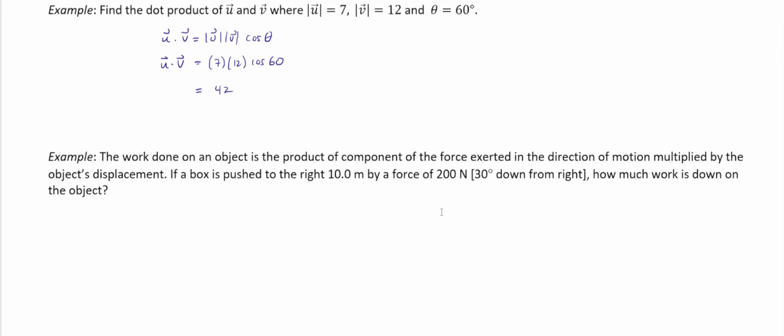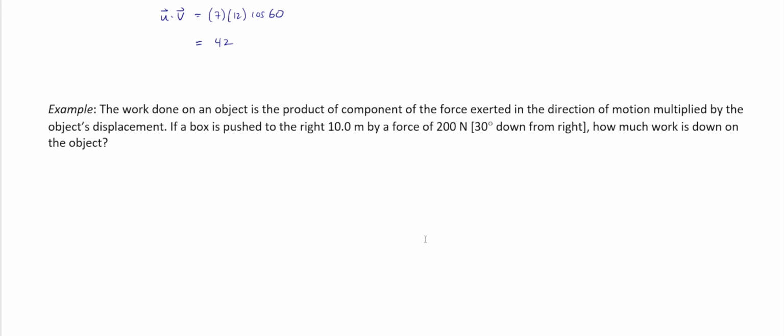The work done on an object is the product of the component of the force exerted in the direction of motion multiplied by the object's displacement. Okay, so that's a lot of words. What we mean is that work is equal to the magnitude of force times the magnitude of the displacement times cos theta, the angle between the vector of the force and the vector of the displacement. Okay, so if a box is pushed 10 meters to the right by a force of 200 newtons 30 degrees down from the right, how much work is done on the object?